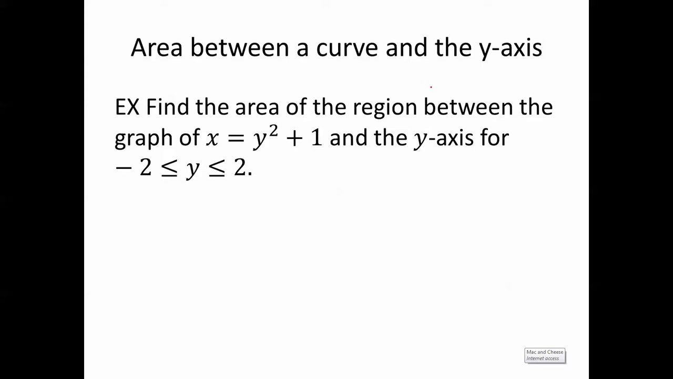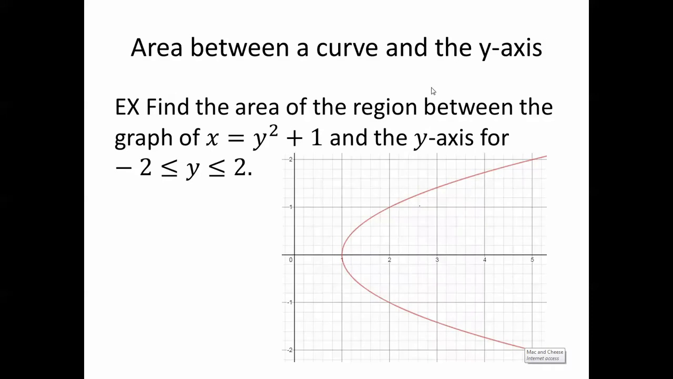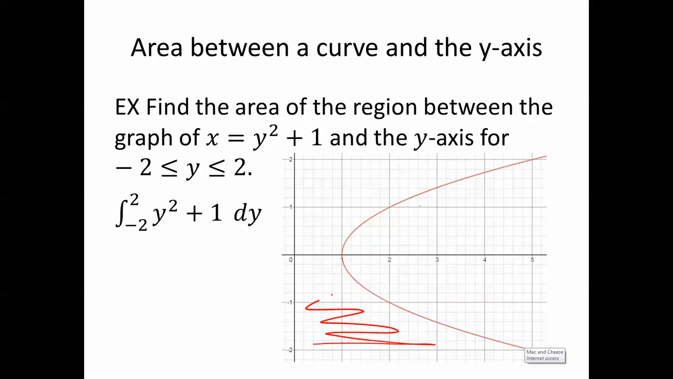So for example, find the area of the region between the graph of x equals y squared plus 1 and the y-axis for -2 less than or equal to y less than or equal to 2. Okay, here's what that curve looks like. It's a parabola. So the integral is going to be y squared plus 1 dy from -2 to 2. That just represents the area of this region.